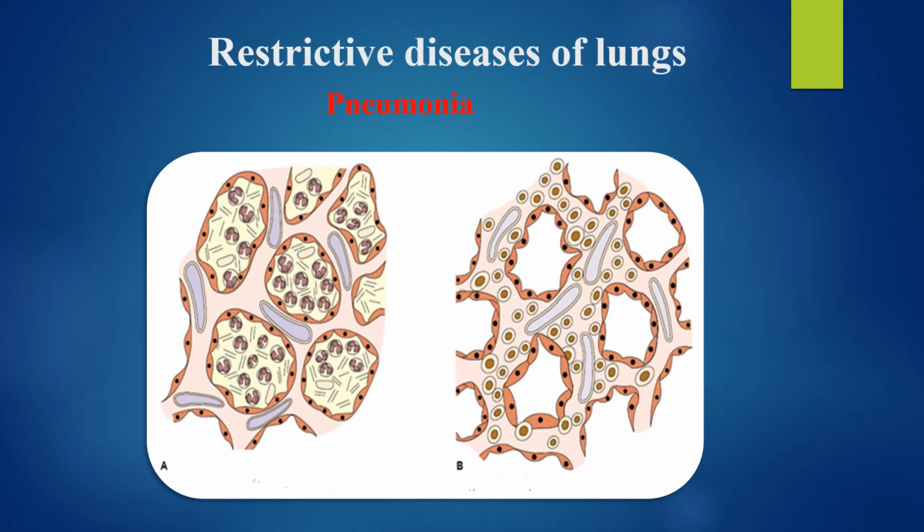The restrictive type of respiratory diseases includes pneumonia, atelectasis, pneumothorax, and etc. Pneumonia is an inflammatory process of various origins that develops in the lungs. Typical and atypical non-bacterial pneumonias are distinguished. Typical pneumonia is caused by bacteria, for example, pneumococcus, streptococcus, staphylococcus, klebsiella, and etc.